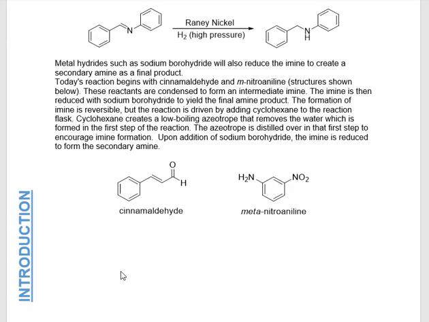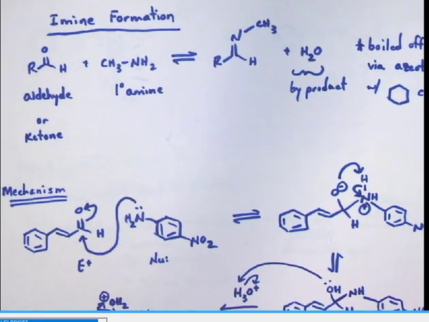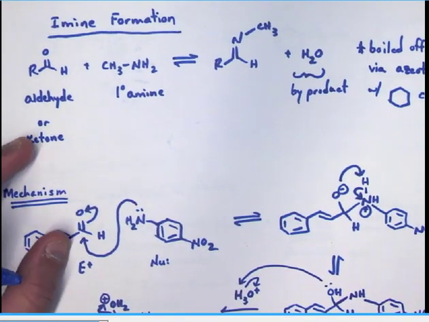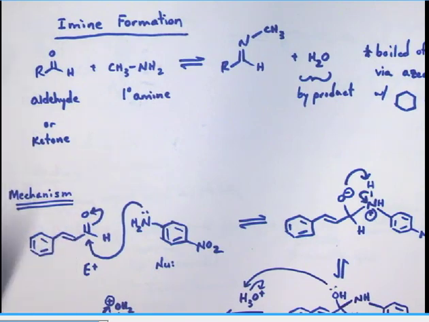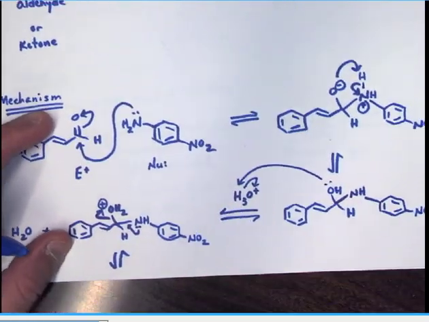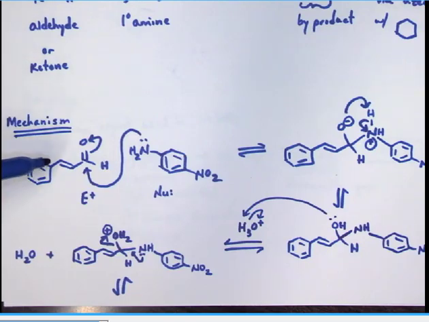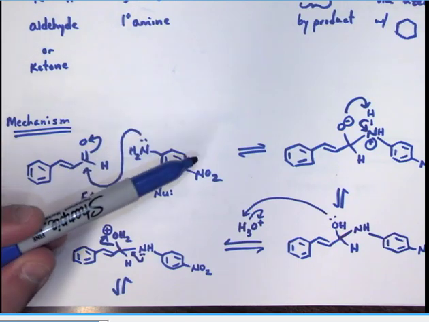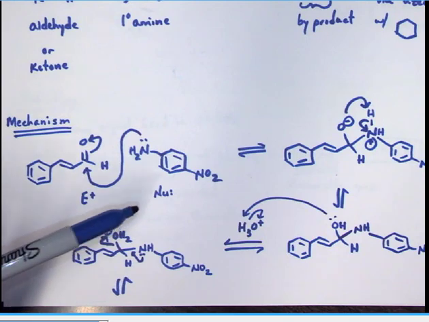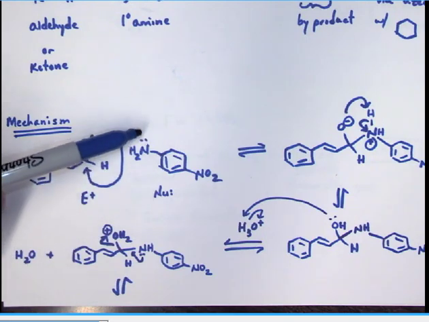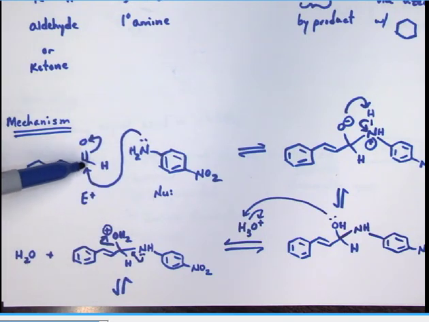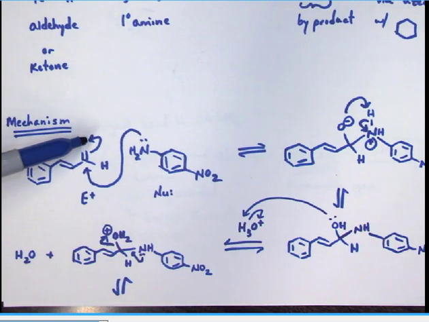Okay, now in terms of what's going on here, I actually wanted to go over the mechanism a little bit better. When we look at our mechanism, our aldehyde is going to act like an electrophile, and our primary amine is going to act like a nucleophile. We're going to see the lone pair on the nitrogen attack the partial positive carbonyl carbon. That's a good attack because then the pi bond with the oxygen can move up.